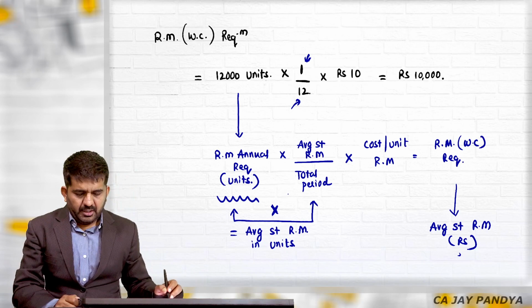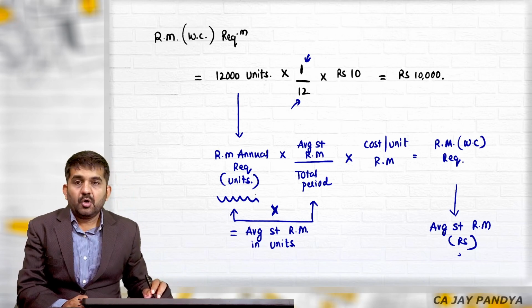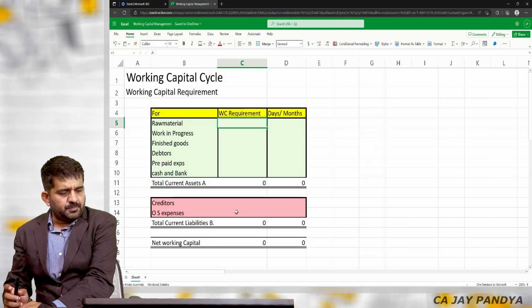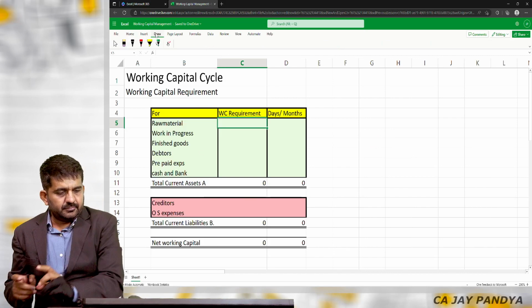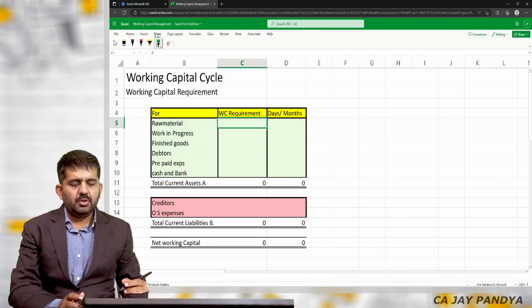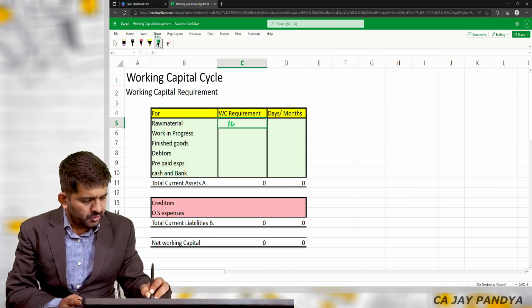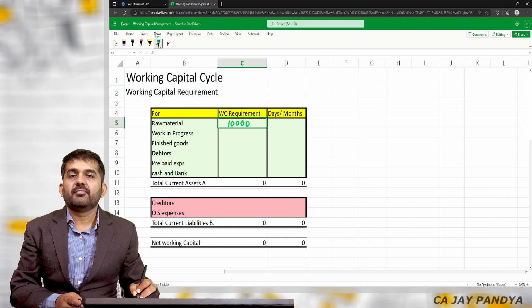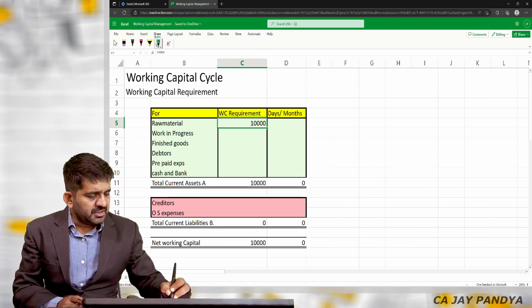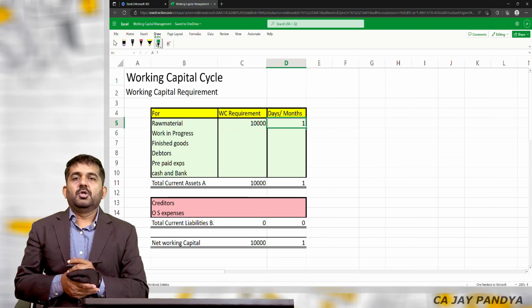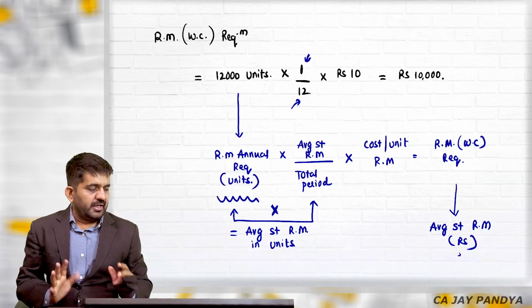All right, let me go to my Excel sheet and feed this particular data. My raw material requirement is 10,000 rupees. How many months is my raw material? It is 1 month. Let me again go to my PPT and let us go ahead.